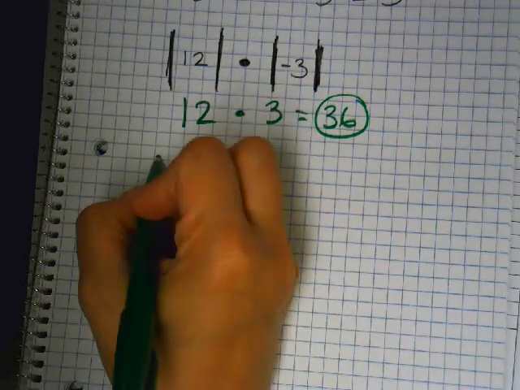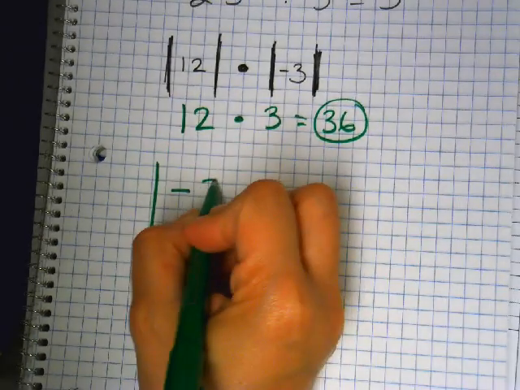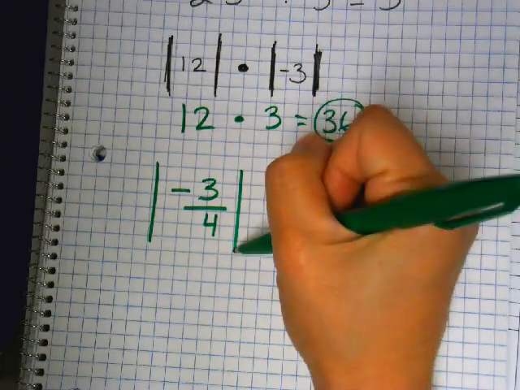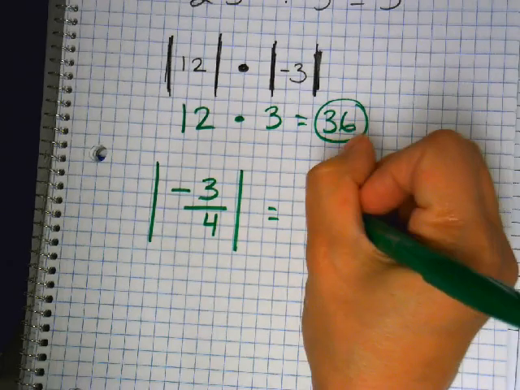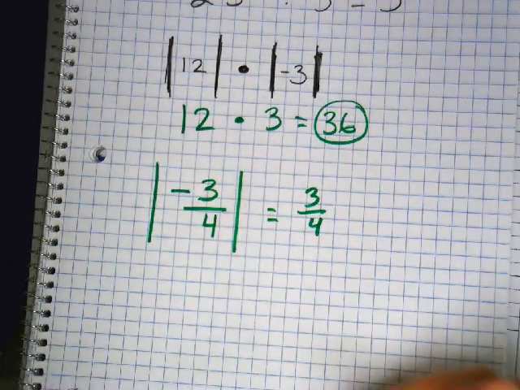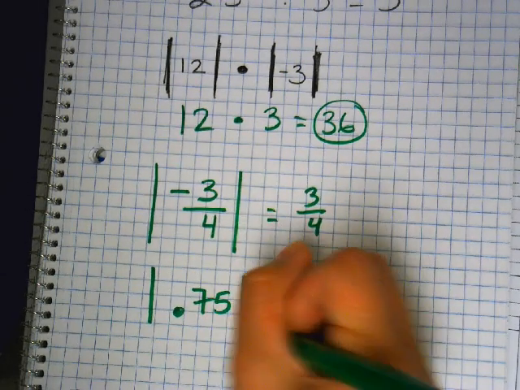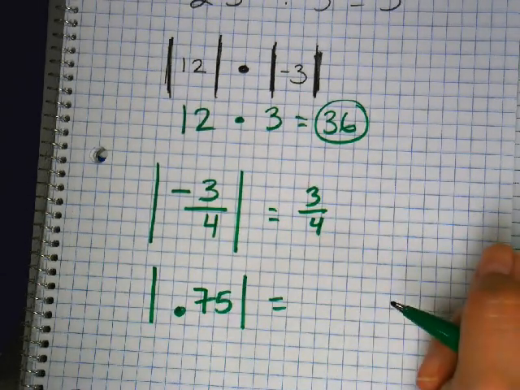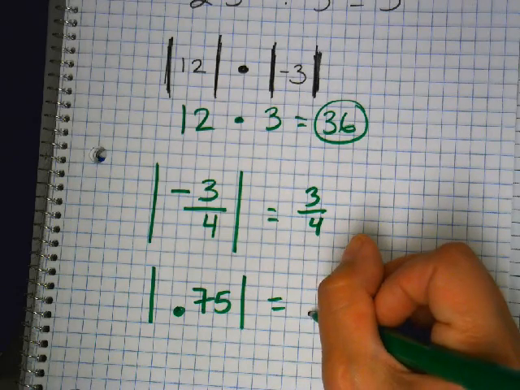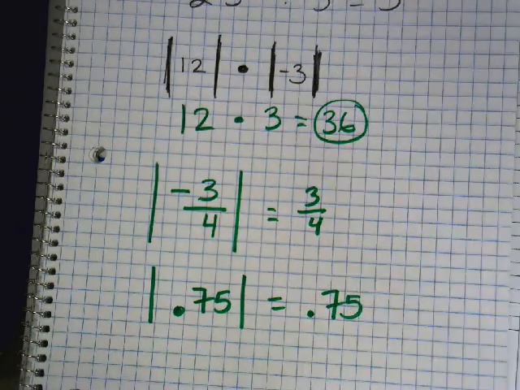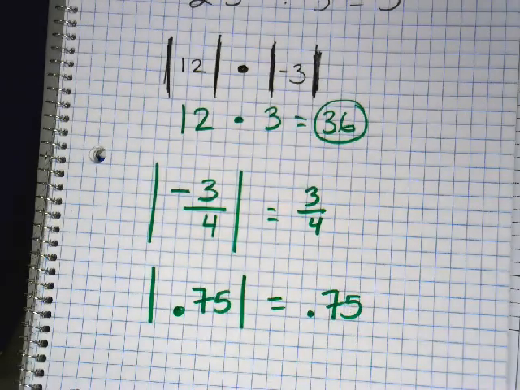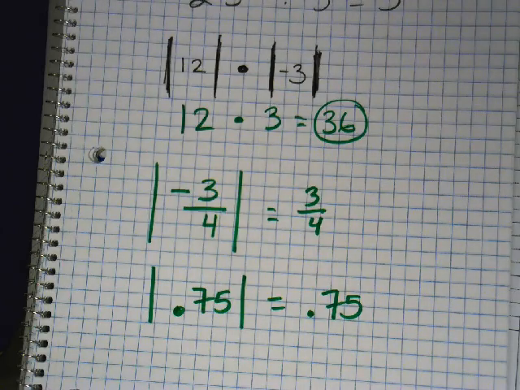What's the absolute value of negative 3 over 4? Good. What's the absolute value of 0.75? Just 0.75, no negative. So absolute value can have fractions. Absolute value can have decimals. It's still the same. Any questions on this?